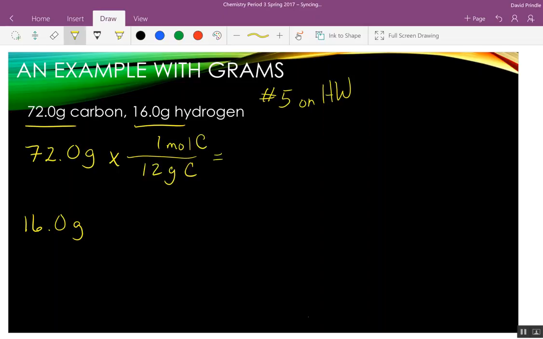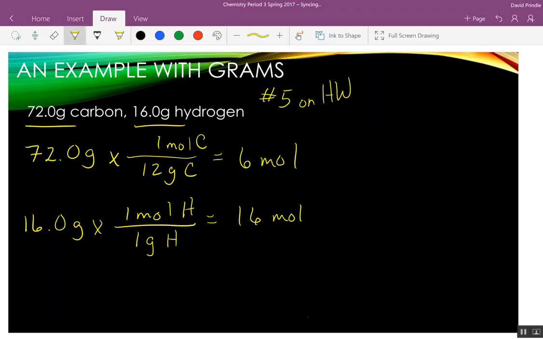And you could do 12.01 if you wanted to. And for hydrogen, it's divided by 1 or 1.01. So this is easy. You're going to get 16 moles. But 72 divided by 12 is 6 moles. So right now the ratio is 6 to 16.